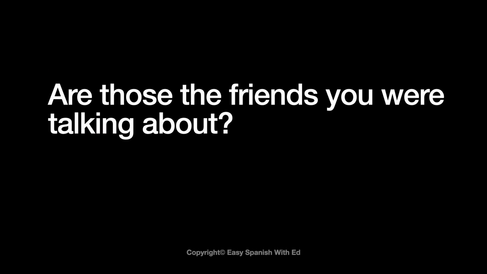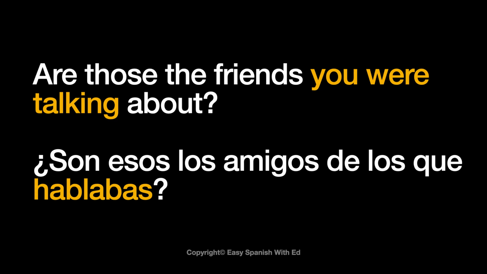And which tense would you use to say this sentence? ¿Son esos los amigos de los que hablabas? Here we use the imperfect. There is no clearly defined start or end time for the action. All we know is that it occurred in the past. Another hint is whenever you say was or were doing something, so was or were plus ing, that's usually a nod toward the imperfect.